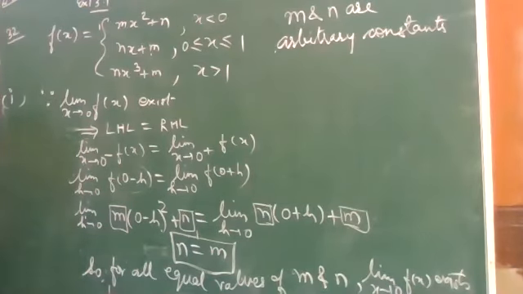And finally, we get this result that for all equal values of m and n, limit x tends to 0 fx exists. This was the first part of the question. Any problem with this? Yes or no?